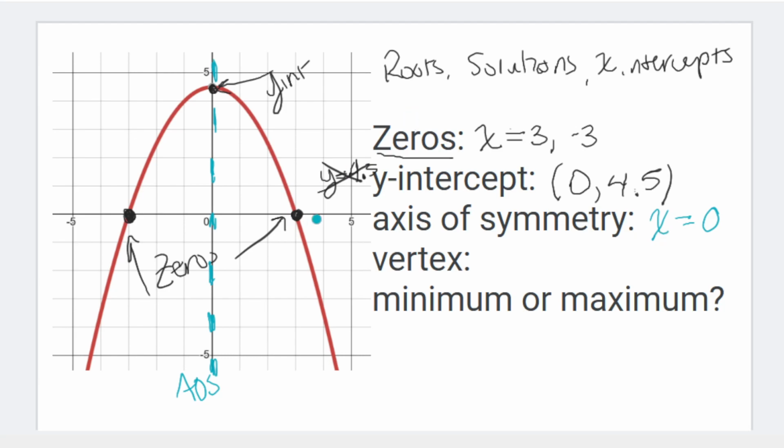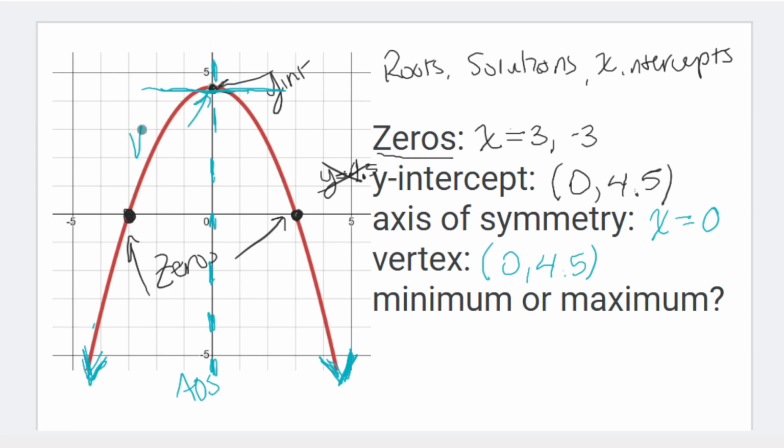In this case, the vertex is going to be the same thing as our y-intercept. I should have picked a better graph. But the way that you find the vertex is you look for the highest point or the lowest point on the graph. Because this graph opens downwards, it has a highest point, but these legs here continue going down forever. So there's no lowest point ever on this graph. There's only a highest point.